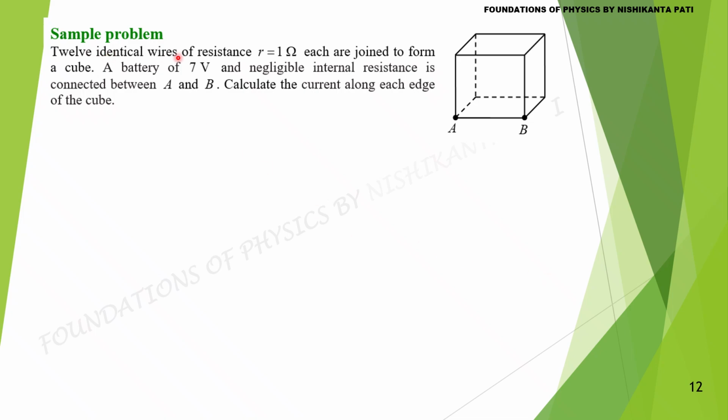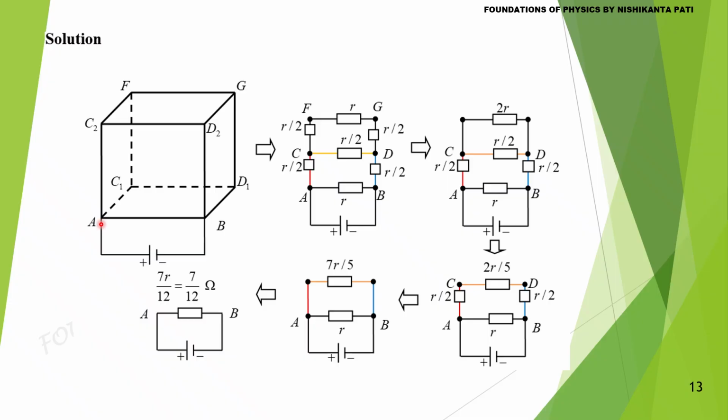12 identical wires of resistance 1 ohm each are joined to form a cube. A battery of 7 volt is connected between A and B. Calculate the current along each edge of the cube. Battery connected between A and B, C1, C2 same potential, D1, D2 same potential. Already I have discussed this earlier. So the effective resistance is 7R by 12. Since R is 1 ohm, it is 7 by 12 ohm.